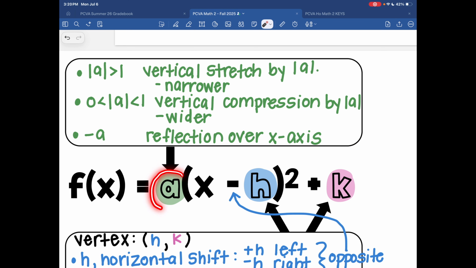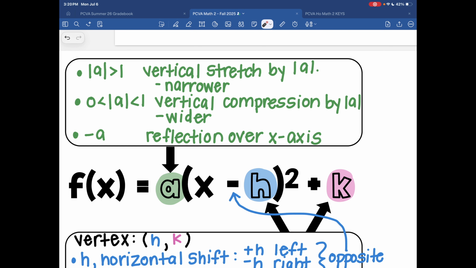So we're going to start by looking at the a value. These little symbols right here mean absolute value. So absolute value means that if it's a positive number, it stays positive. If it's a negative number, it's going to turn into a positive. So when we look at the a, we always look at the positive version to determine this.